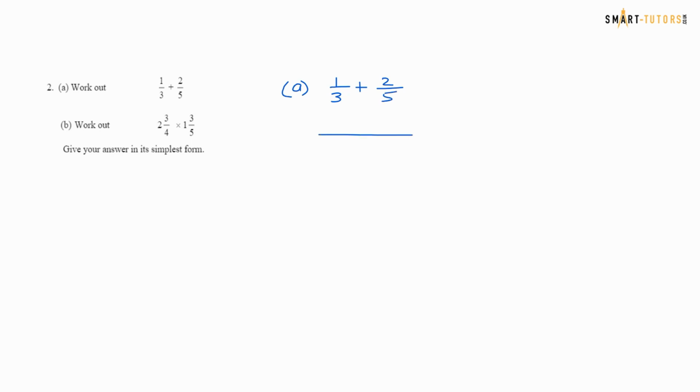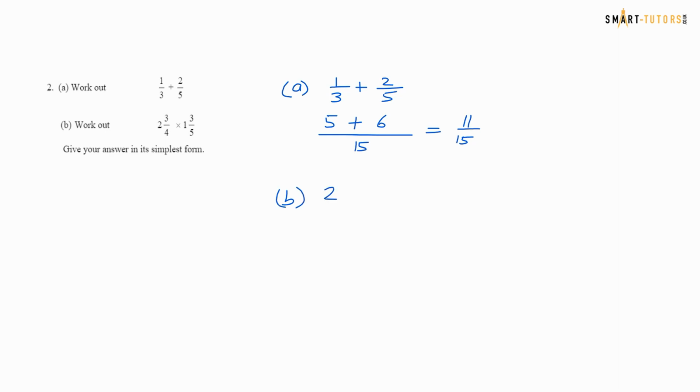Question number 2, work out 1/3 plus 2/5. Let's do the A part. 1/3 plus 2/5. The LCM, lowest common multiple, is 15. So times by 5, 5/15, plus times by 3, so 6/15. So 6 plus 5 is 11/15.